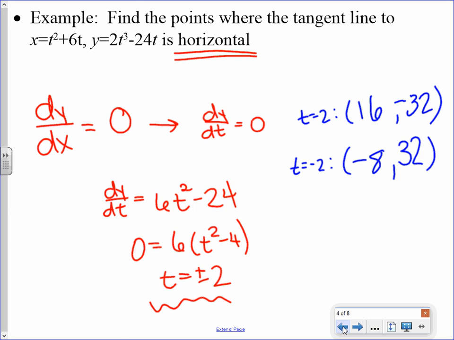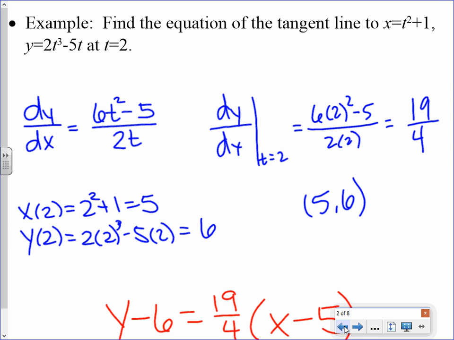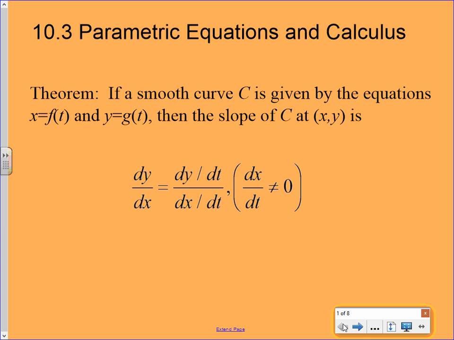If we were to, typically when we take the derivative of dy/dx, that's how we get our second derivative, right? We just take the derivative with respect to x. Now, our derivative is going to be in terms of which variable? T. It's going to be in terms of t, right? dy/dt over dx/dt.